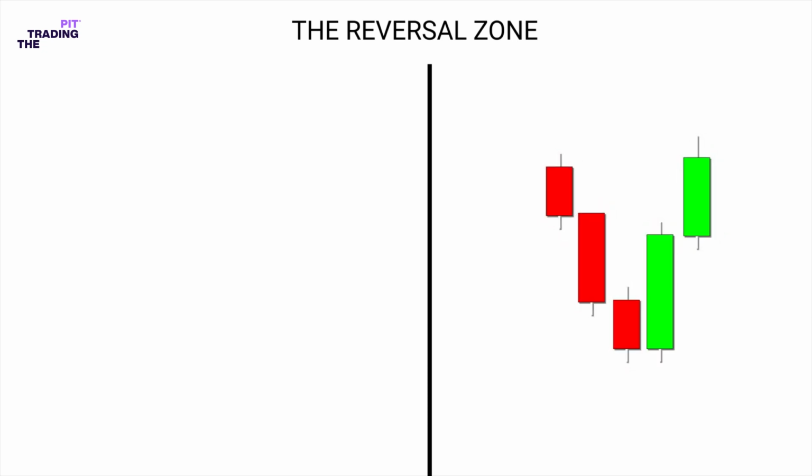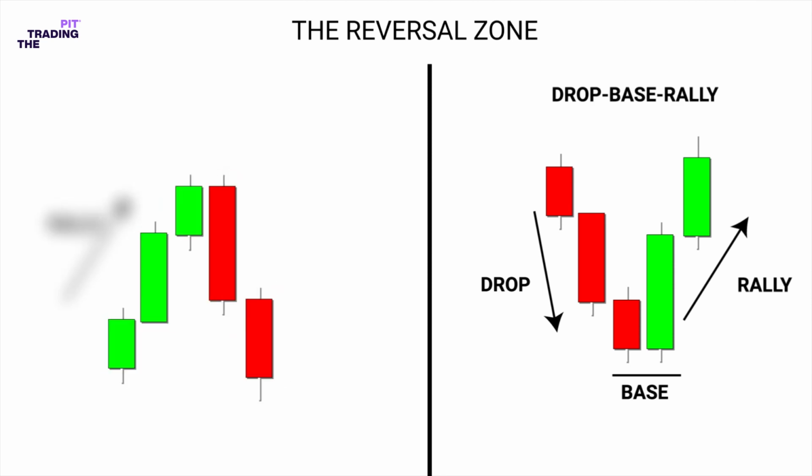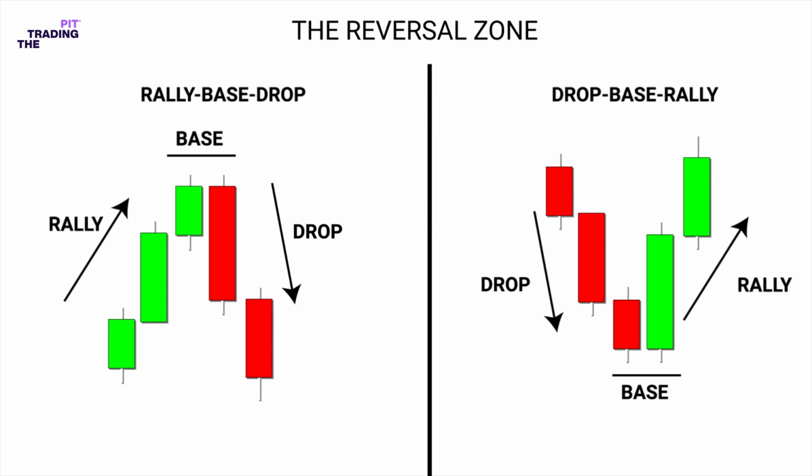The reversal zone appears in two forms as well. Number one, we have a bearish drop, then a base, then an upward rally. You can simply name it drop, base, rally. Number two, we have an upward rally, then a base, then a bearish drop. You can simply name it rally, base, drop.